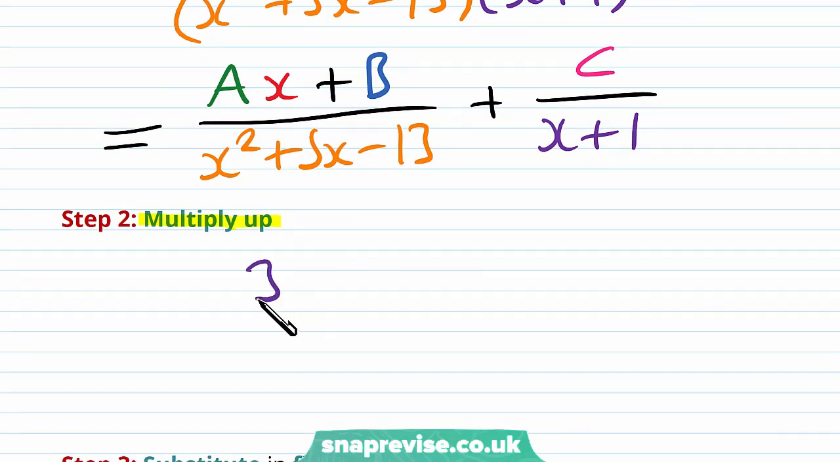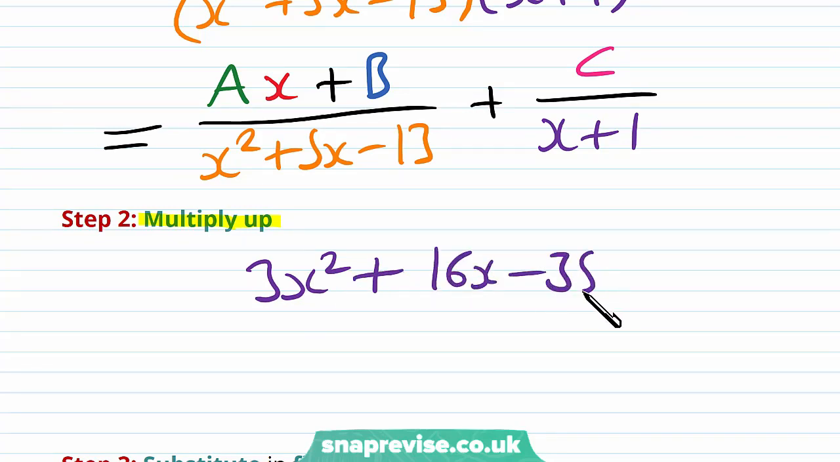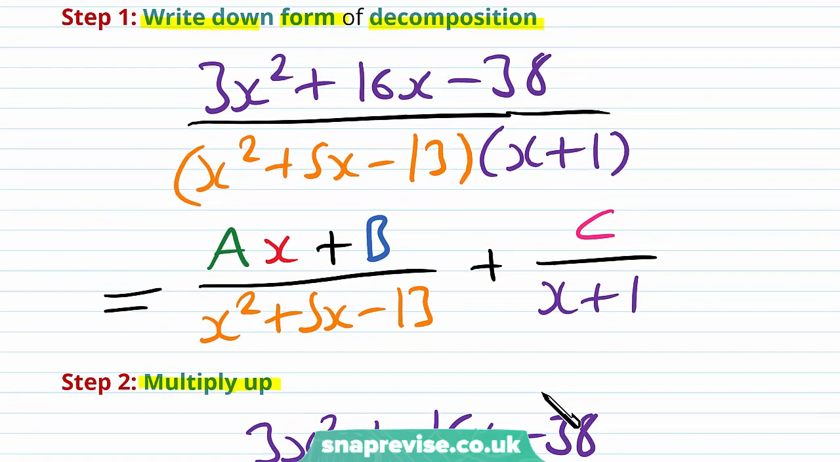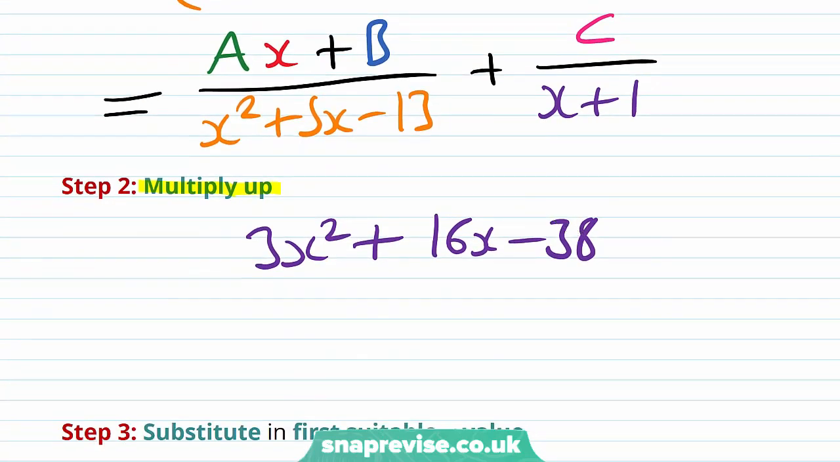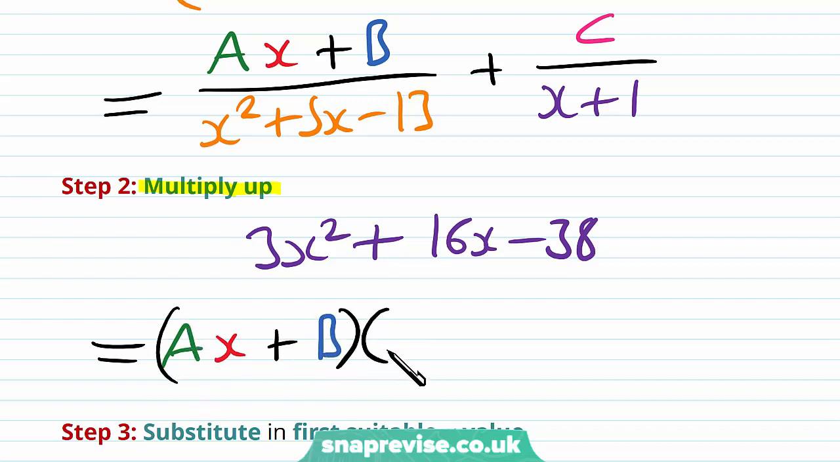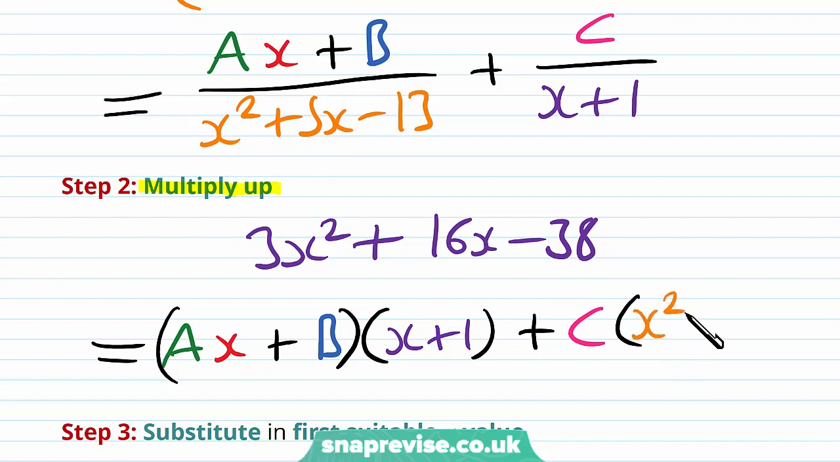Again, we have 3x squared plus 16x minus 38 as our left-hand side, and then we have as our right-hand side ax plus b, multiplied by the x plus 1, and then we have a plus c multiplied by the quadratic factor x squared plus 5x minus 13.